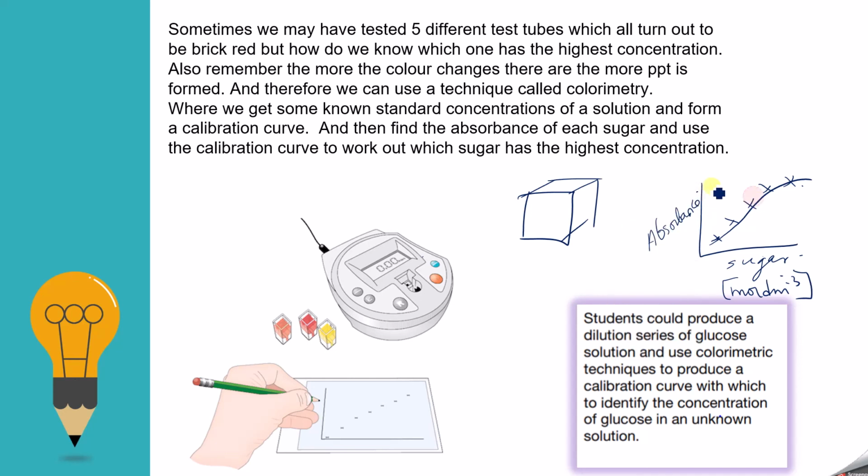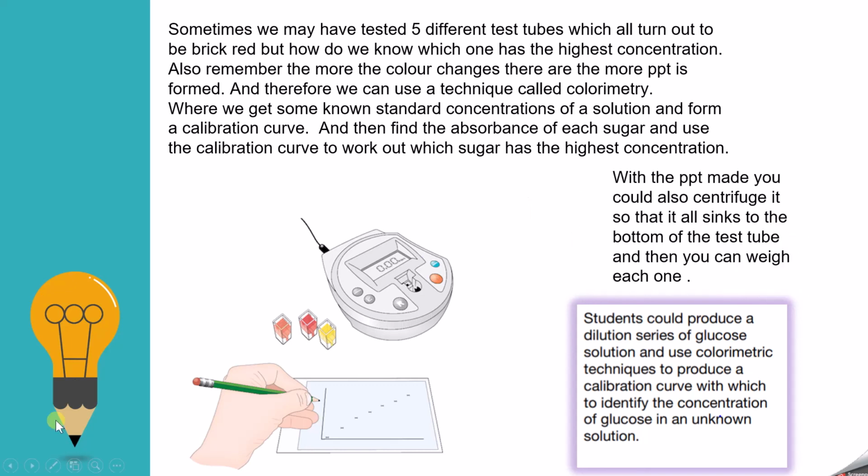So let's say it's right at the top here. We draw a line until it hits the curve, then we just drop down, and that should tell us the sugar concentration, or how strong the sugar is, and how much reducing sugar it contains. With the precipitate made, you could also centrifuge it, so put it into this spinning machine so that the solid all sinks to the bottom, and you can then weigh each one, and obviously the heaviest one is probably the most concentrated reducing sugar.